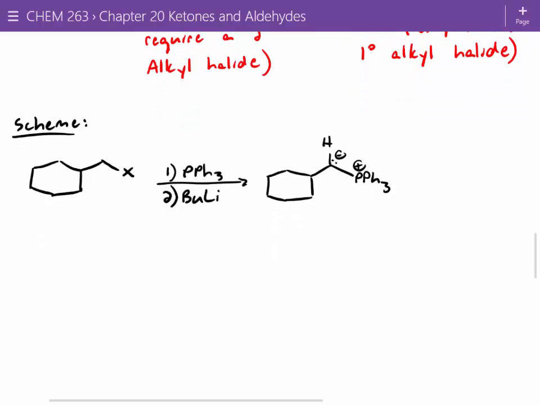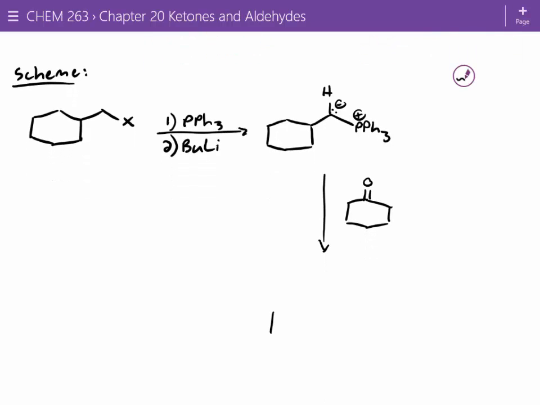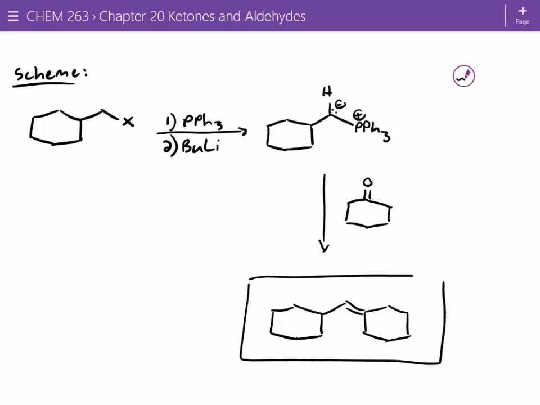And then in our next step, we can just throw this in with cyclohexanone. And we're able to get to our final product.